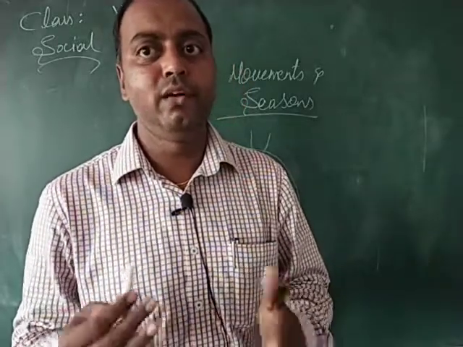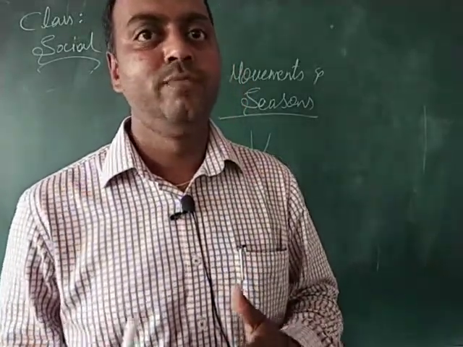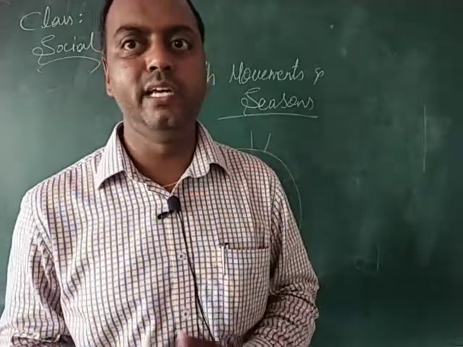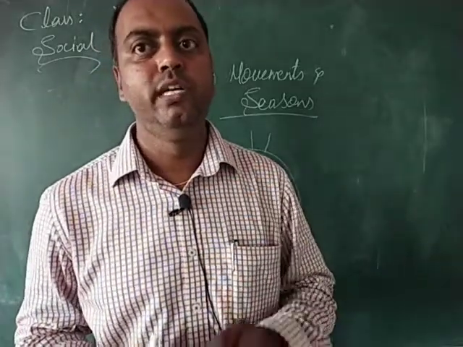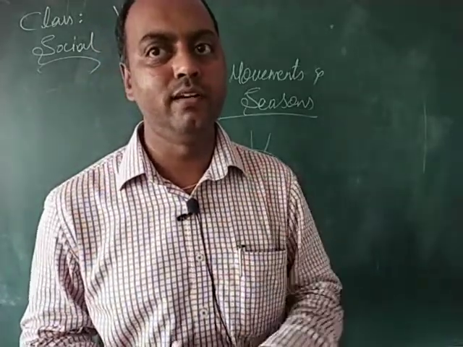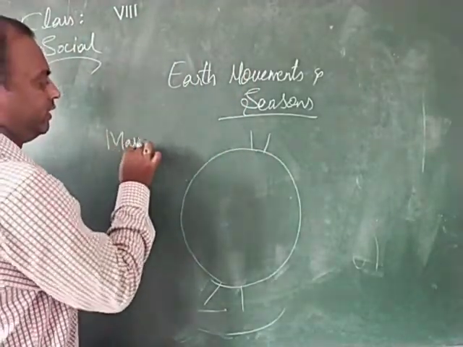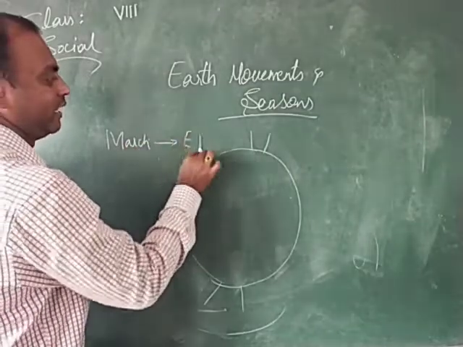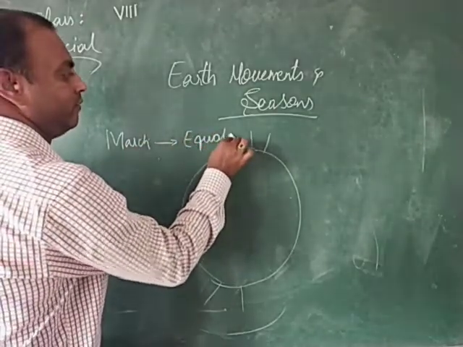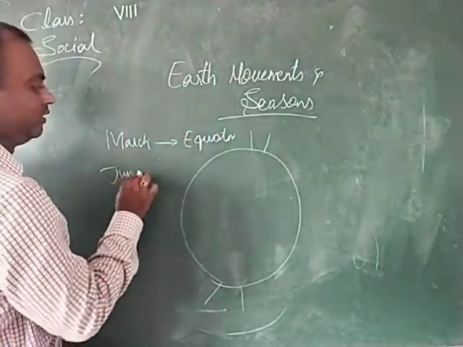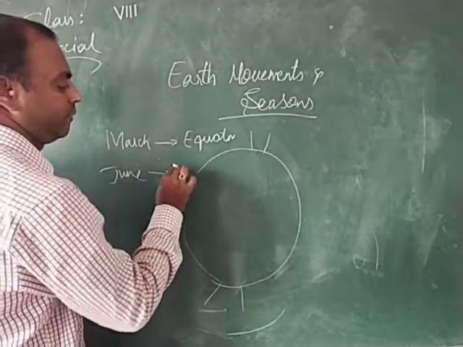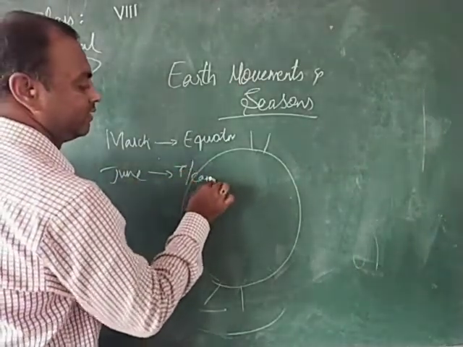But because of this tilt, in March the sun shines directly over the equator, while in June it shines directly over the Tropic of Cancer. I think you got it. In the month of March, it directly shines over the equator, whereas in the month of June it shines over the Tropic of Cancer.